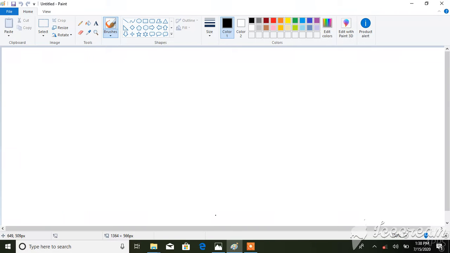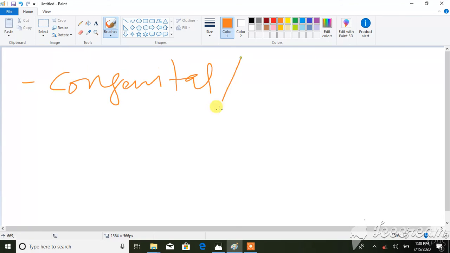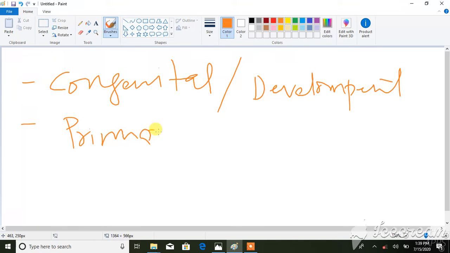Now coming to the classification of glaucoma, there are different types. On the basis of the age of the patient, there is congenital glaucoma and developmental glaucoma, and on the basis of other types there is primary glaucoma and secondary glaucoma.